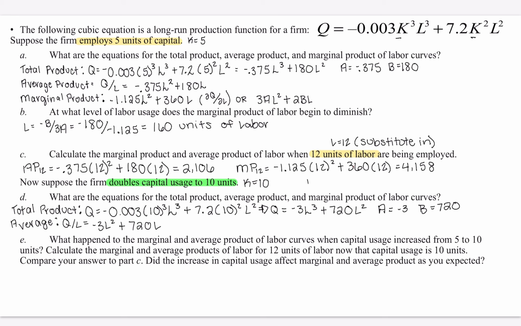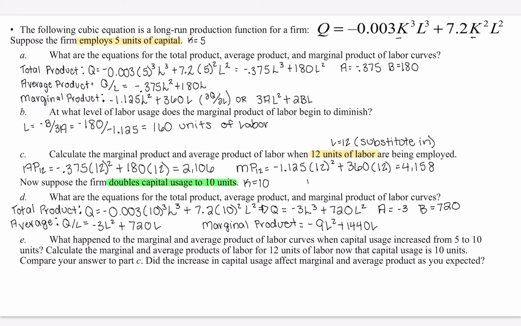And then our marginal product is going to be negative 9L squared plus 1440L. And again, you're either using this partial derivative formula, taking the derivative of your total product with respect to labor, or you can substitute it in. Doesn't really matter, just know which one you're doing.